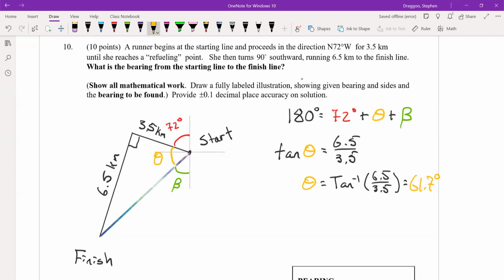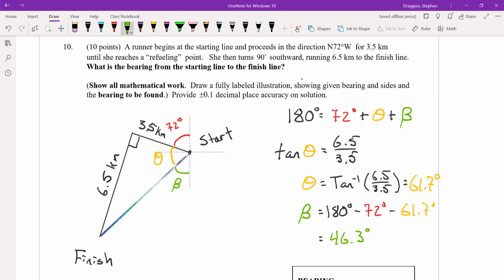So then we've got to go find our bearing. The angle in our bearing, which is beta, should be 180 minus 72 minus 61.7. Toss all of that in a calculator and hopefully you get 46.3 degrees.